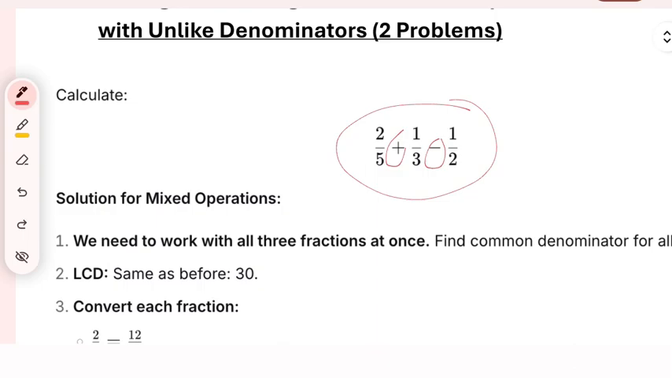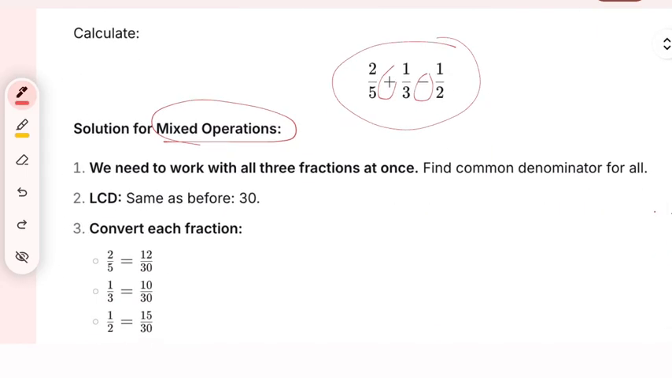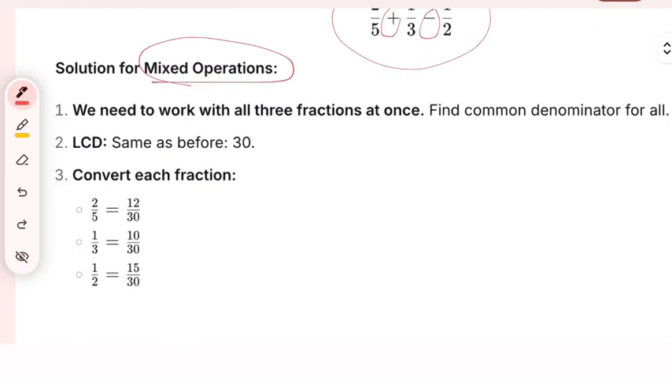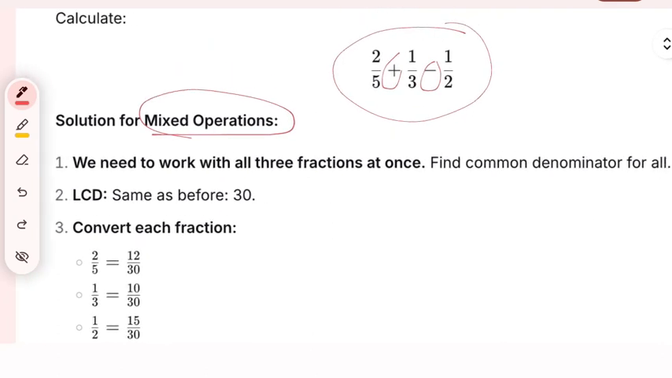So in this case, how do we calculate 2/5 plus 1/3 minus 1/2? This is what we call mixed operations. So we will find the solution for these mixed operations of fractions. The first thing we need to do is work on all those three fractions at once. We will not isolate one fraction, but instead we will work on the three fractions at once.